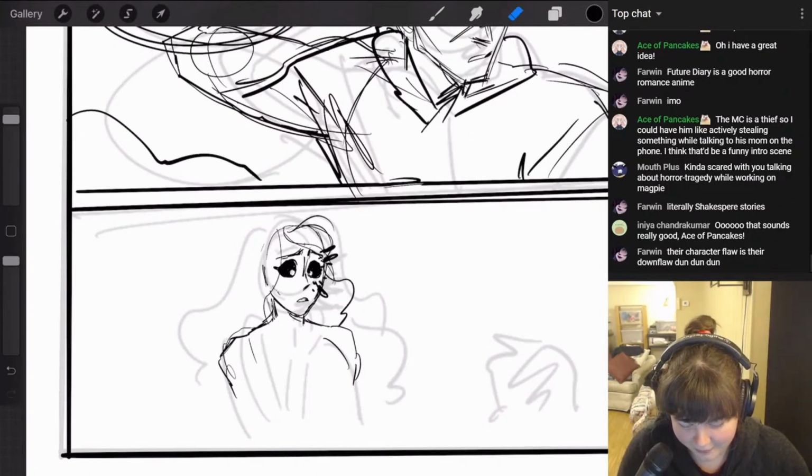Their character flaw is their downfall. Dun, dun, dun. Yeah, exactly. I'm just thinking about Hamlet and how indecisive that boy is. So indecisive. God, I relate to Hamlet kind of much.